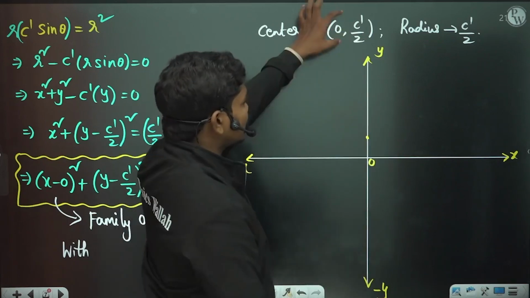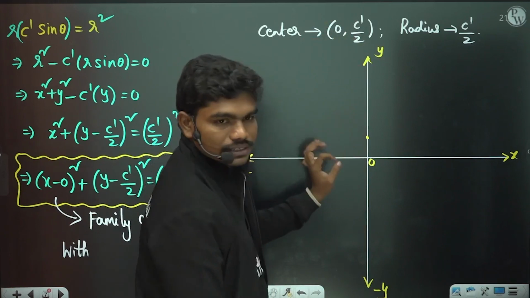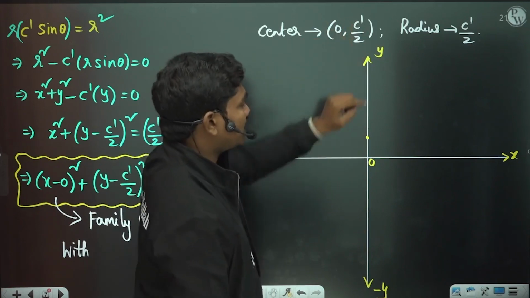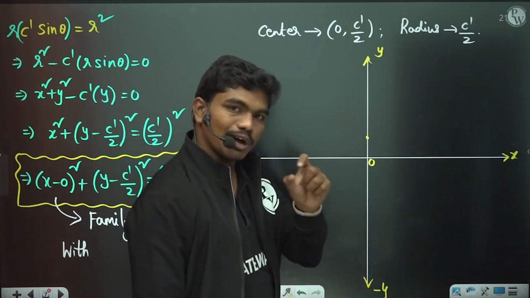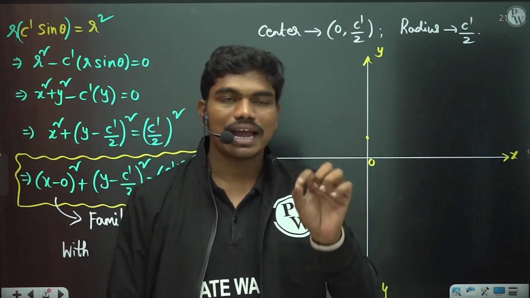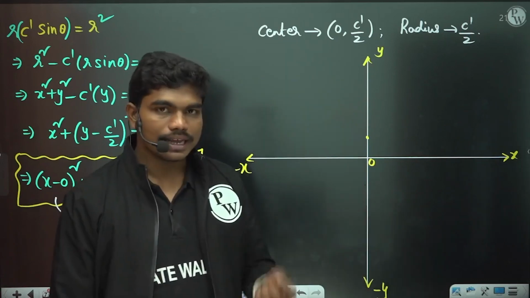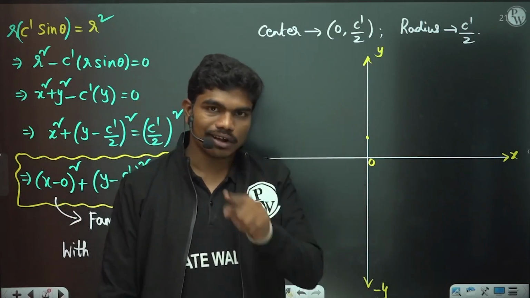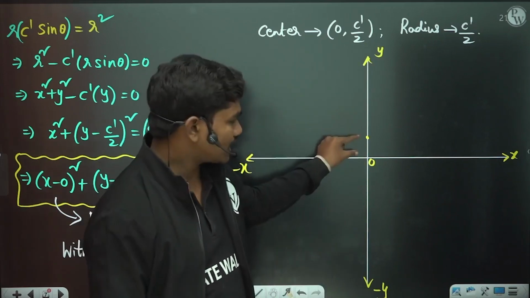Now try to tell me one thing. If the center is 0 comma c dash by 2, this height is also c dash by 2, correct? Now what about the radius of the circle? That's also c dash by 2, which means can I say the circles I draw will have center on the y-axis and also they just touch the x-axis. They have the center on the y-axis and also they touch the x-axis. Can I say this? Because radius and this height both are the same.